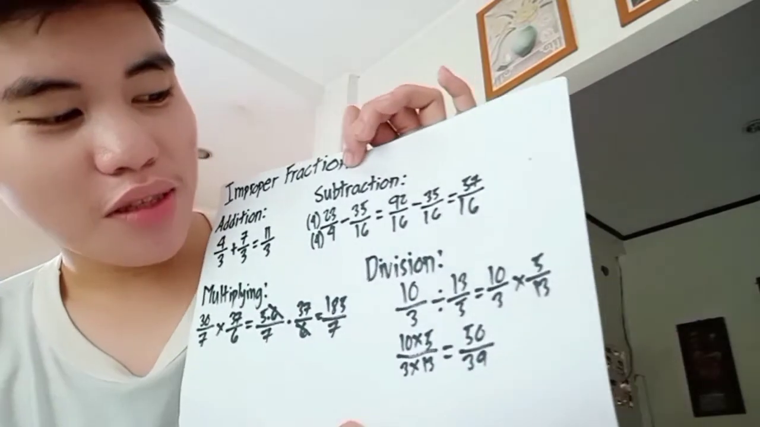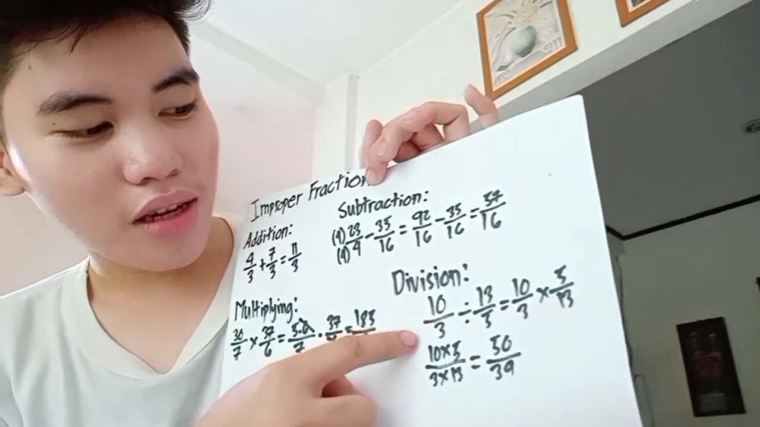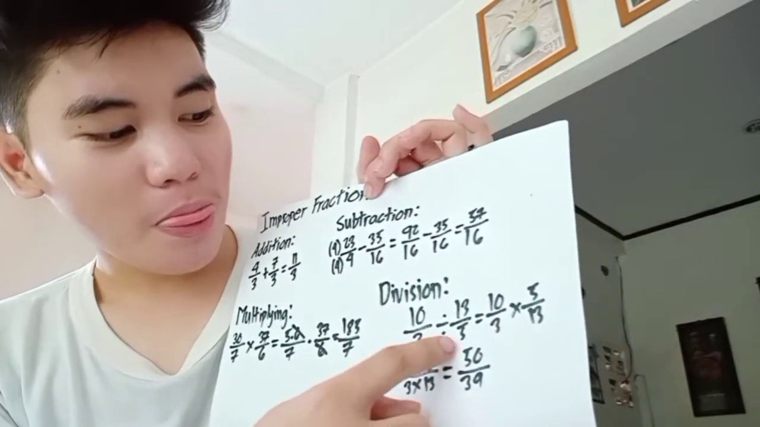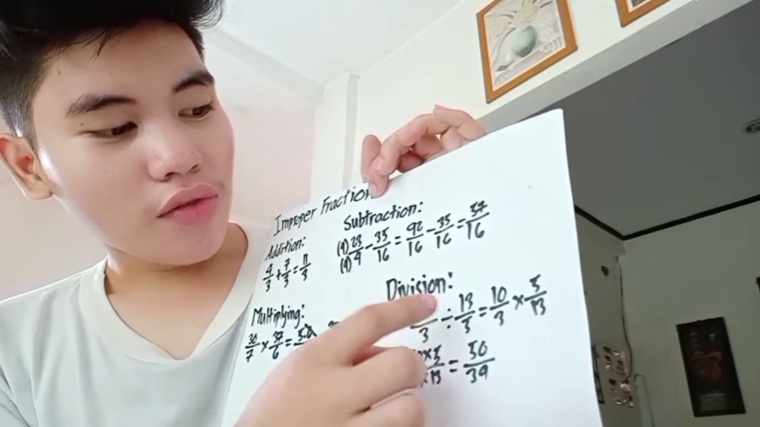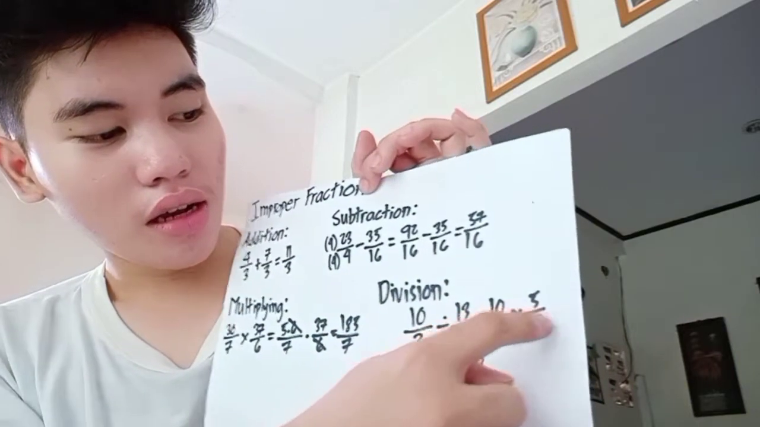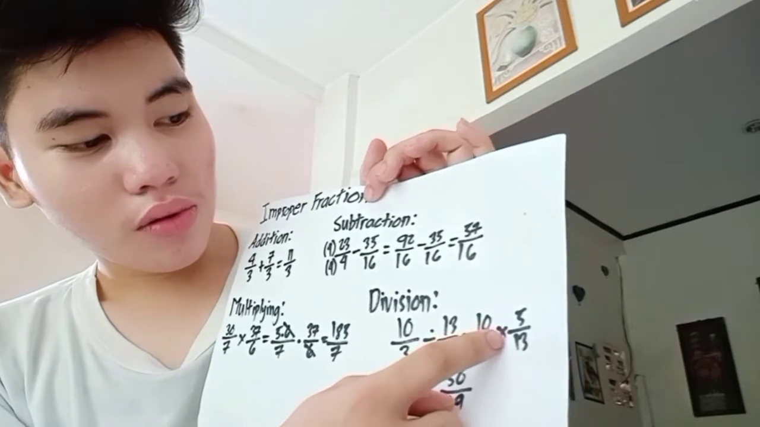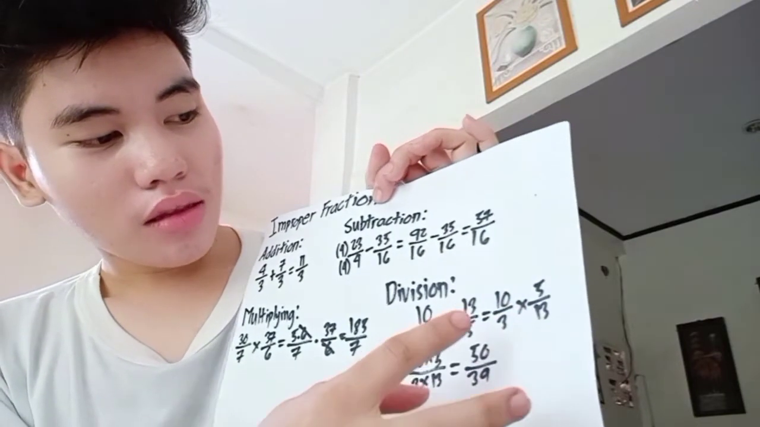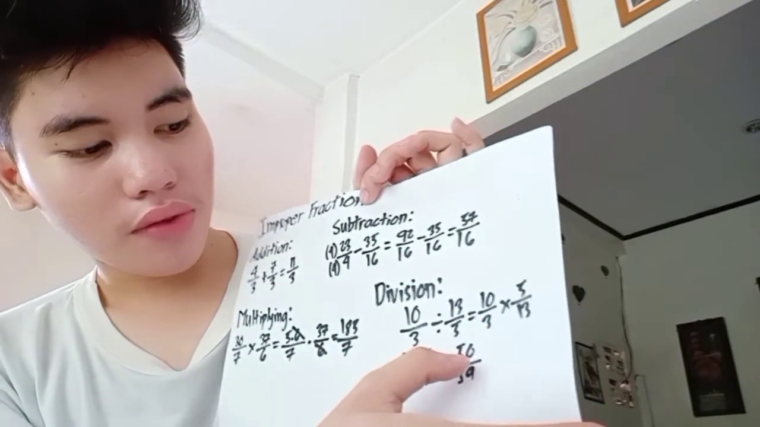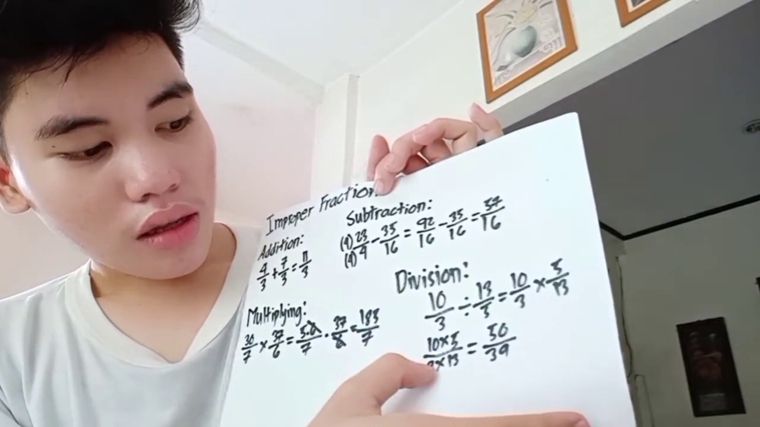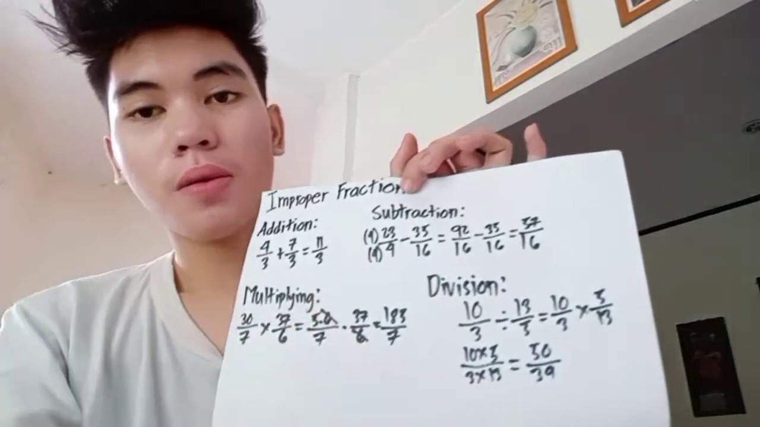In division, my first example is 10 over 3 divided by 13 over 5. Inverse the 13 over 5 and change the operation into multiplication. And 10 times 5 is equal to 50 and 3 times 13 is equal to 39.